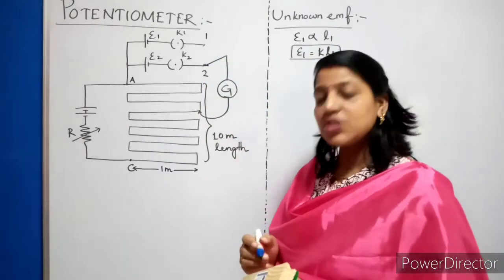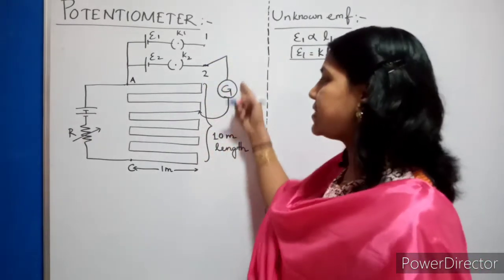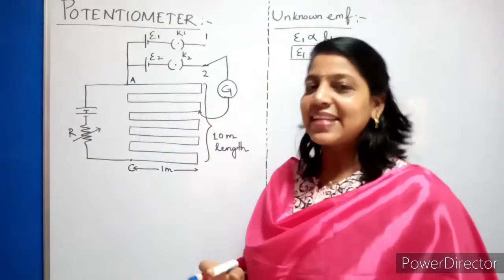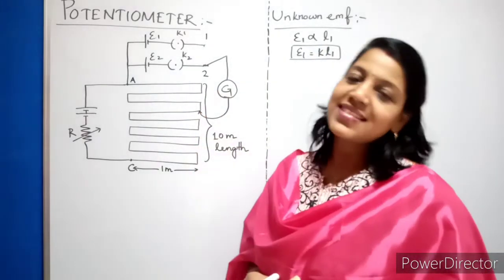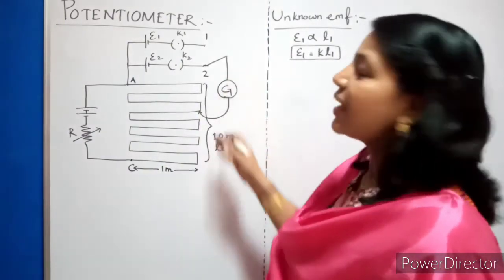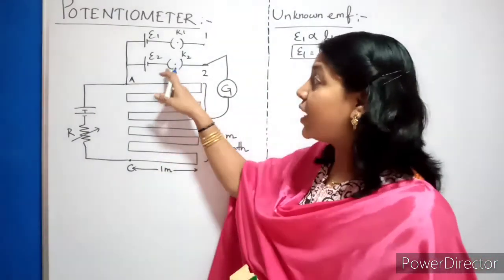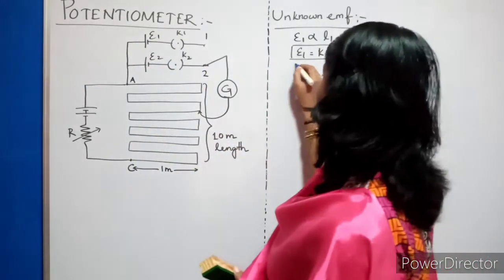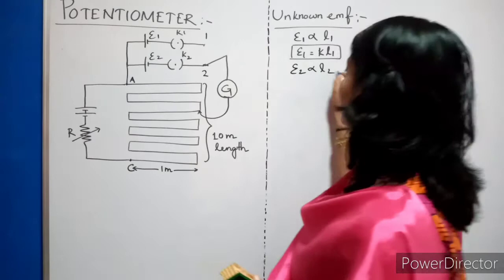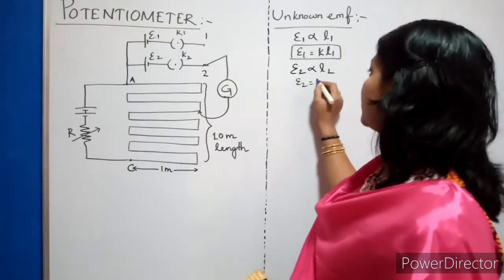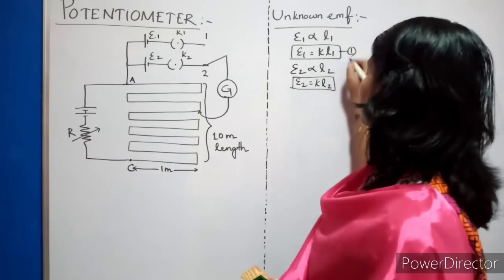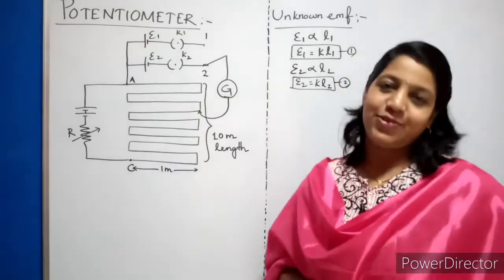When you change your switch to position 2, what will happen? Again, same way, adjust the jockey. At some other point, it will show the balancing length where the galvanometer shows zero deflection. Let that balancing length be L2. This is when your E2 is active and E1 is not active. So, you will write E2 proportional to L2 and E2 equal to K L2. Let this be equation 1, and this be equation 2.